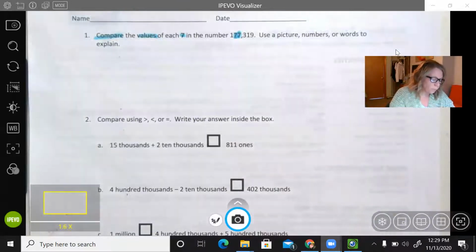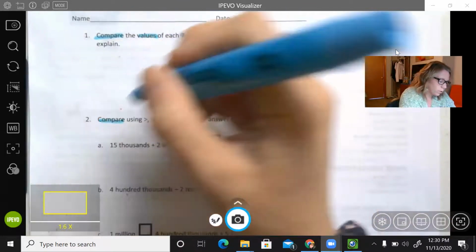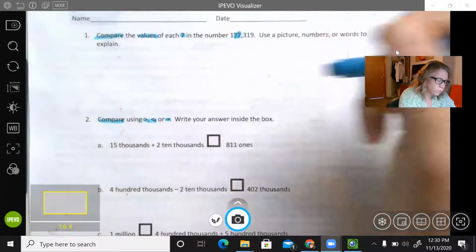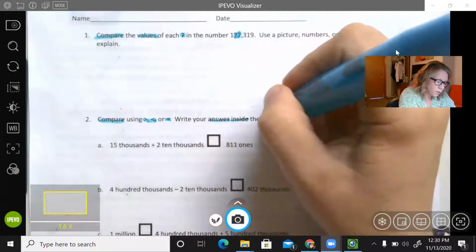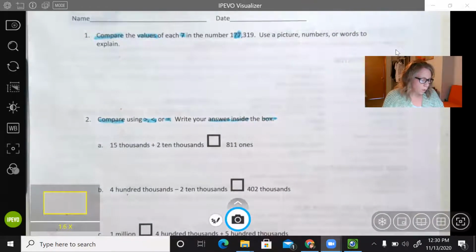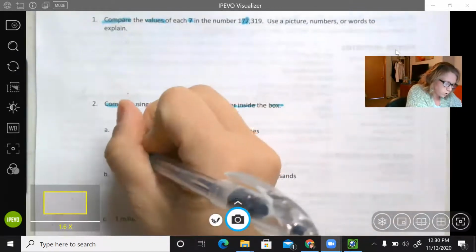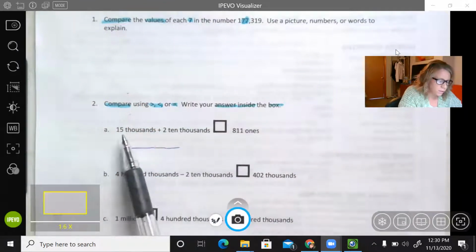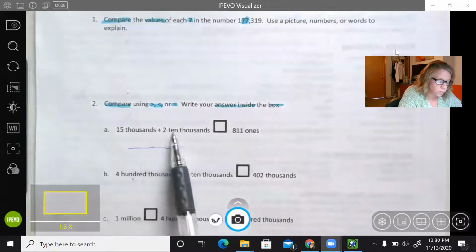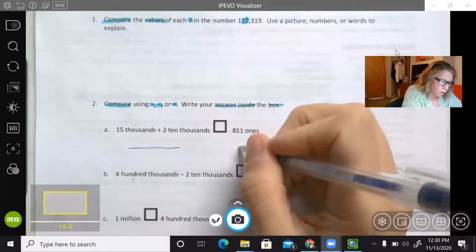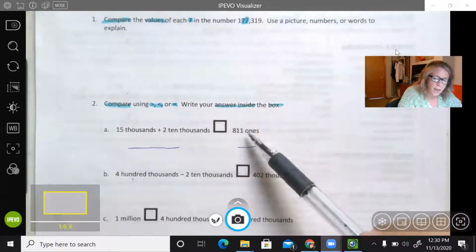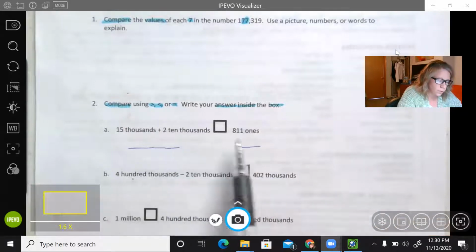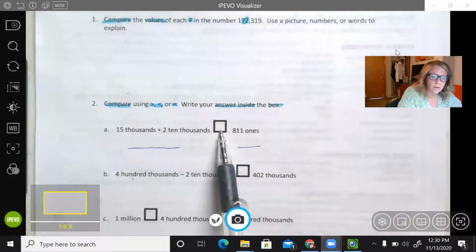For number 2, you're going to compare using greater than, less than, or equal to, and your answer goes inside the box. For each of these, I want you to write what number is 15,000s plus 2 10,000s. What number is 811 ones? Put those on the line before you compare.